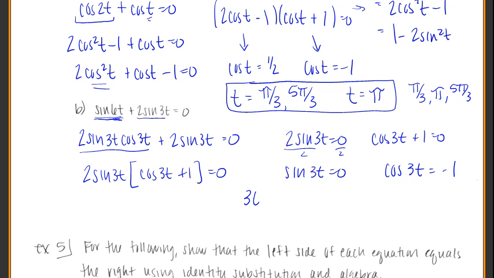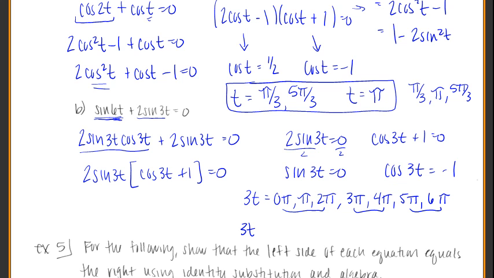So for 3 revolutions, when do I have a y value of 0? That's always on the x-axis, so it's 0 pi, 1 pi, 2 pi, 3 pi, 4 pi, 5 pi, and 6 pi. So there's 1 revolution, 2 revolutions, 3 revolutions. For the cosine 3t, when does cosine equal negative 1? Well, that's at pi, then 3 pi, and then 5 pi. So it only happens once per revolution: 1 revolution, 2 revolutions, and 3 revolutions.